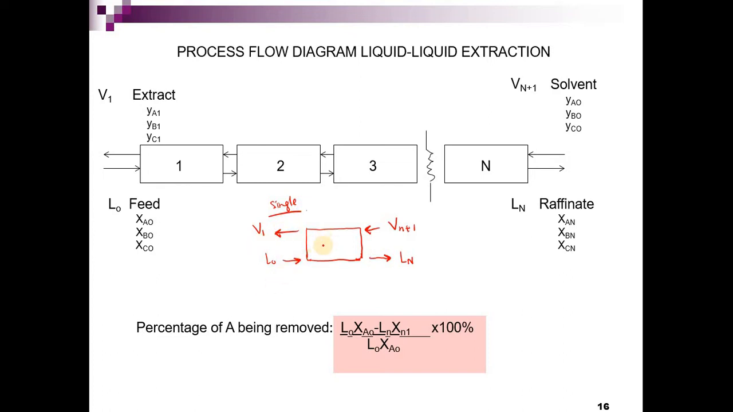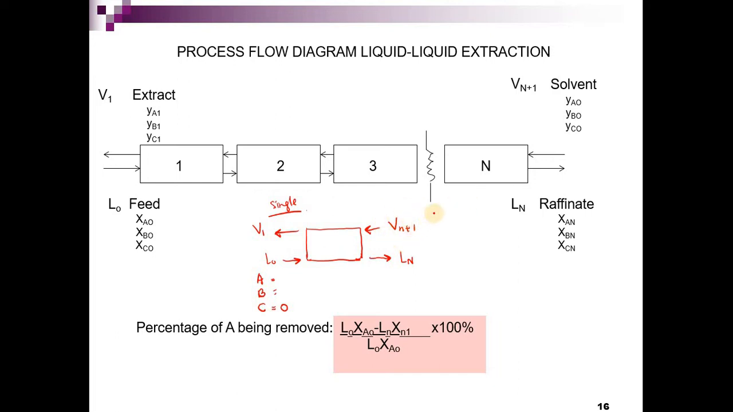For single stage, usually the feed will enter the process. It will have component A and B. We also consider C, but usually C is 0 in the feed. C is representing the solvent. A and B will have the value of the composition.